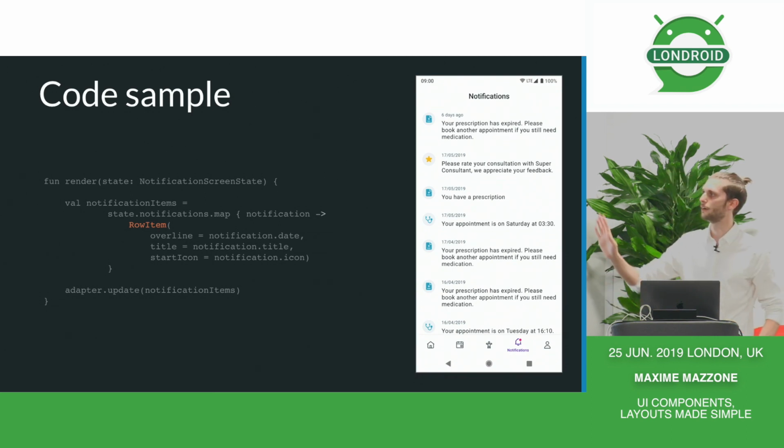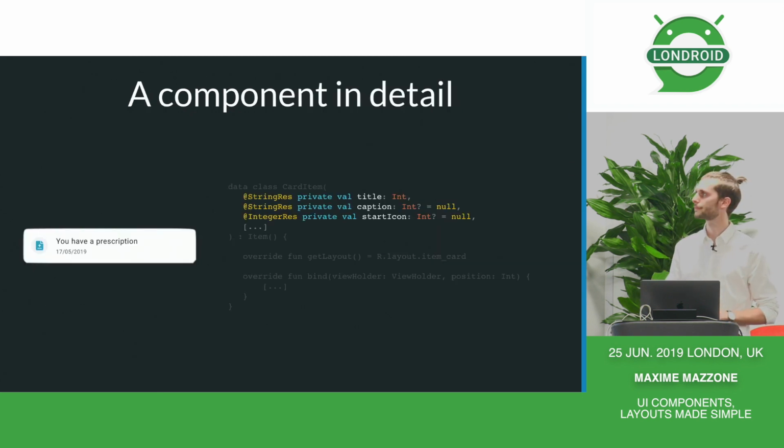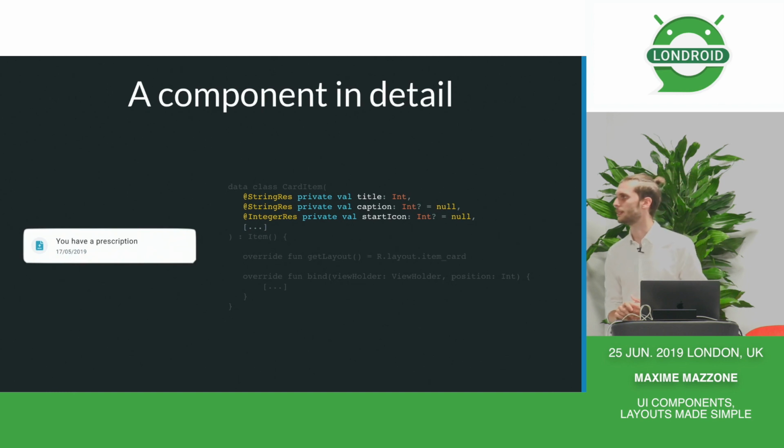And as you can see, we have a row item, but because it's quite easy to describe UI, you could replace it with a card item, and as you can see on screen, it would render as a card. So let's have a look at a component in detail. The first thing is that we pass some information to this component.